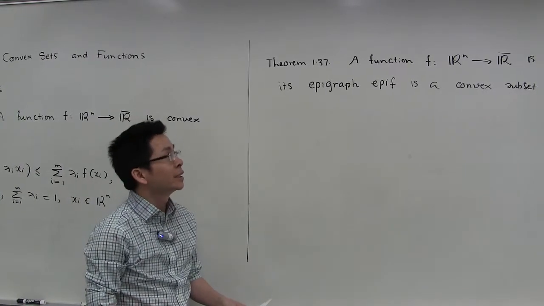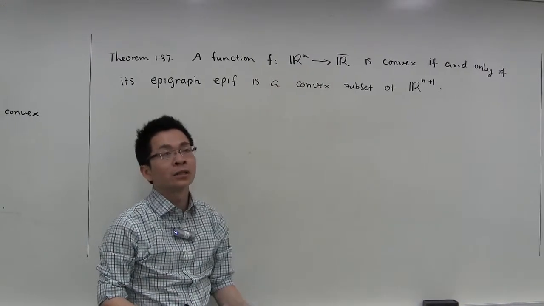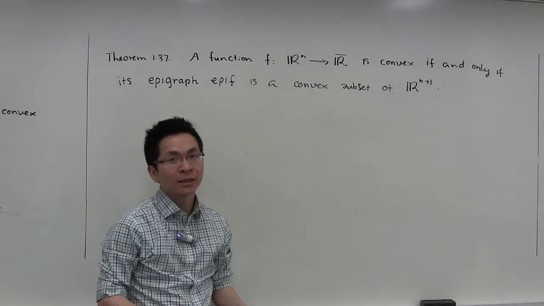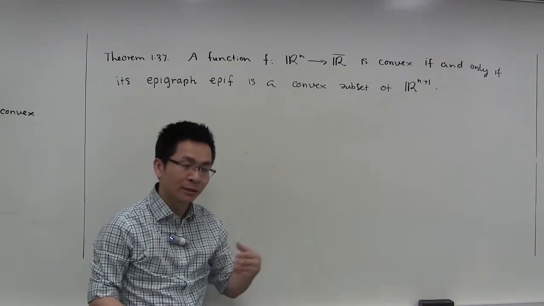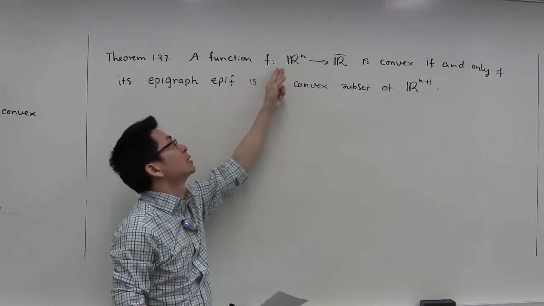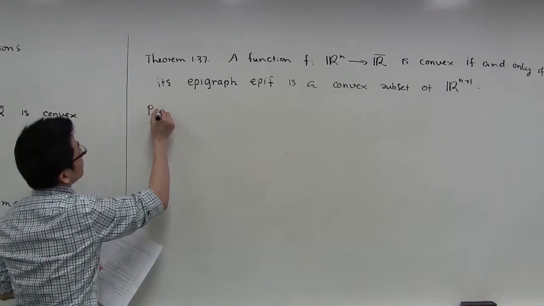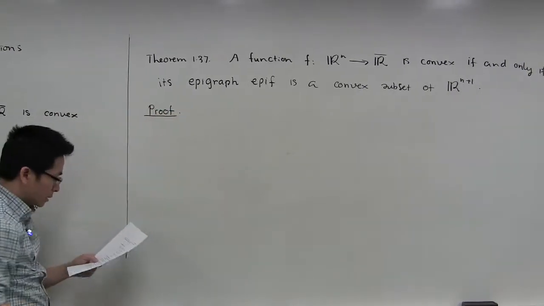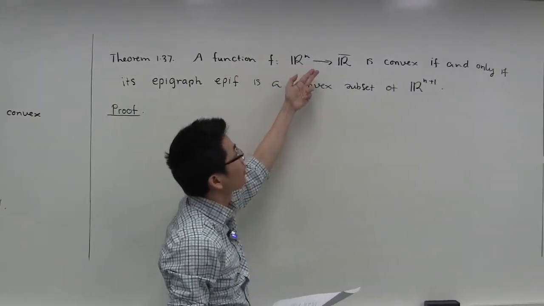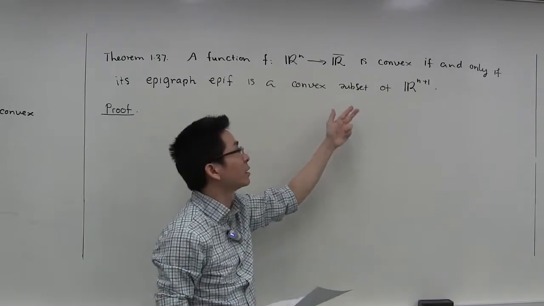Note that in this theorem, we consider the function f defined on the whole space Rn instead of on a convex subset omega. And in what follows, without loss of generality, we will only consider functions defined on the whole space Rn. So first I'm going to show that if f is a convex function, then the epigraph of f is a convex subset of Rn plus 1.